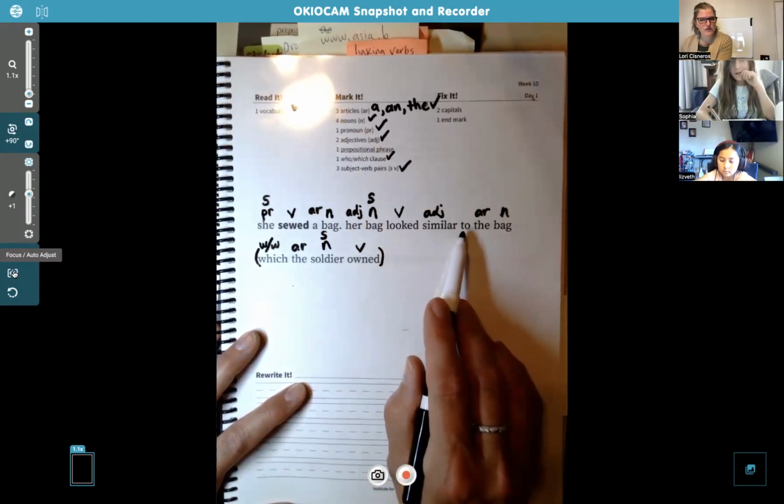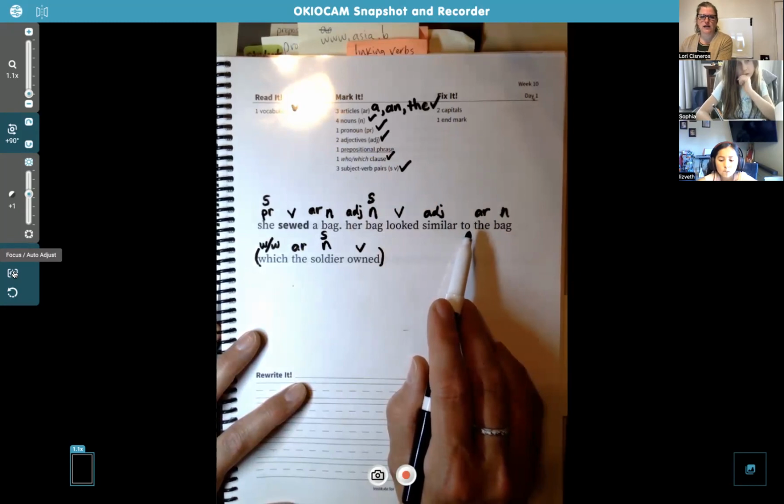Now the phrase is a group of words, okay? But to is the beginning. And then it's the group of words that ends on a noun. So what is the whole phrase?